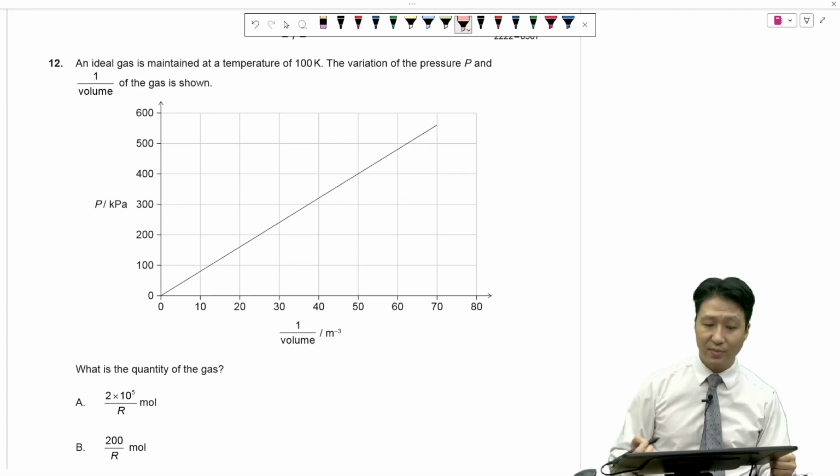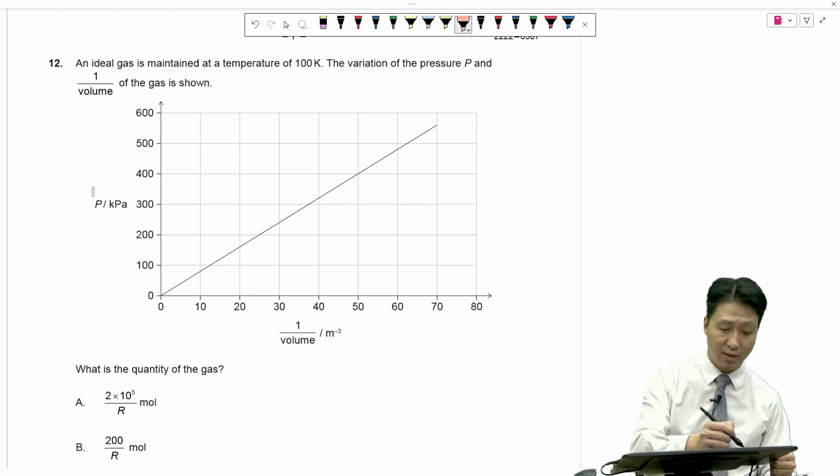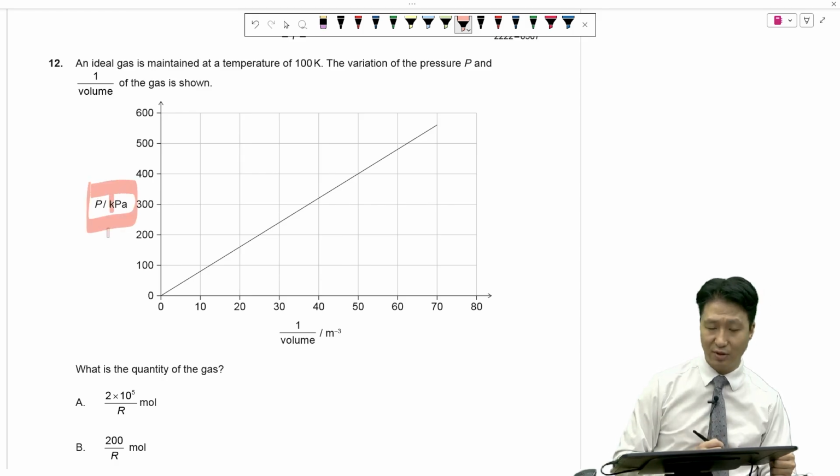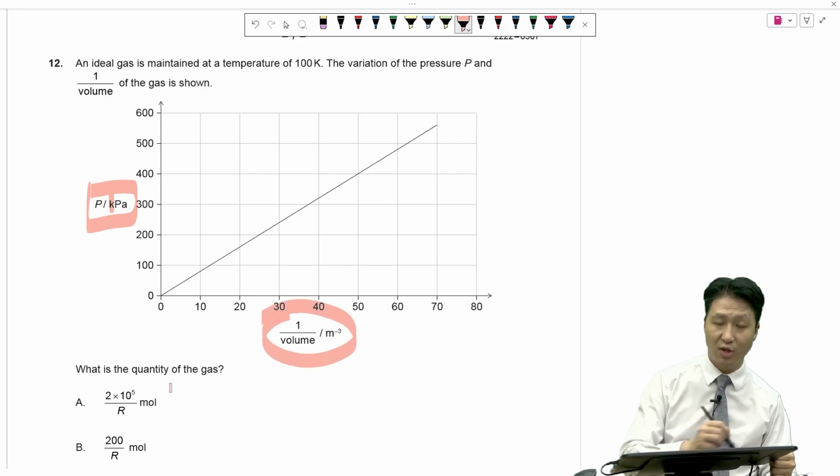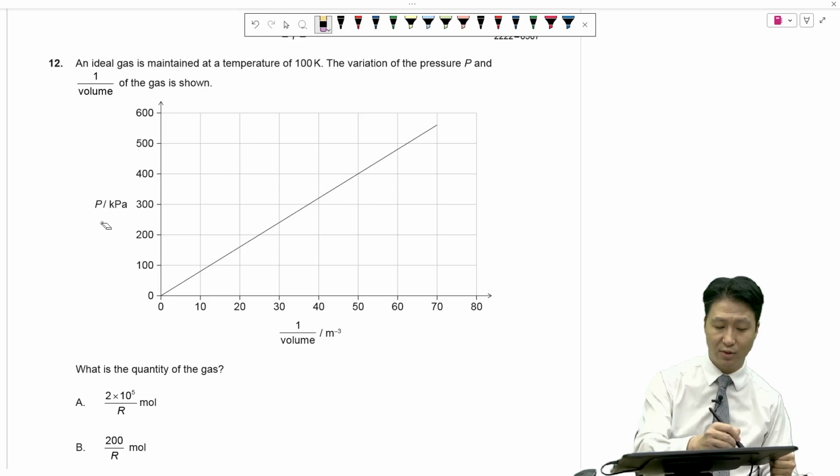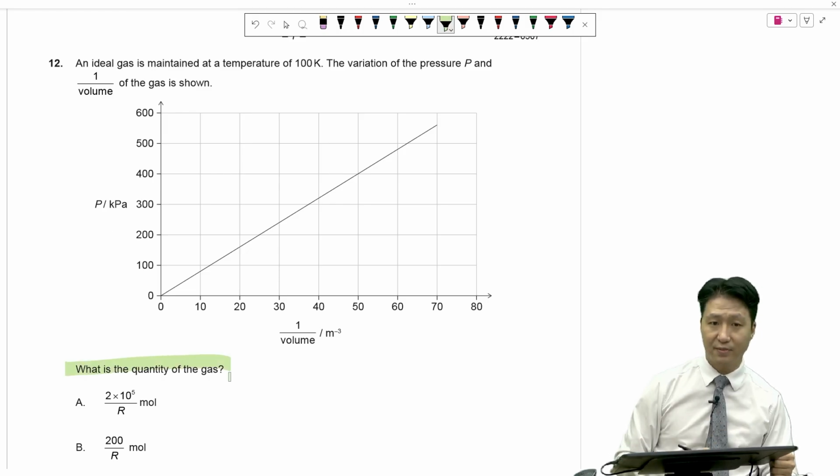For the next question, an ideal gas is maintained at a temperature of 100 Kelvin. The variation of pressure P and 1/4 the volume of the gas is shown. So you have pressure, but be careful with the unit, it is kilopascal, so it's times 10 to the third. In the x-axis, we have 1/4 the volume, which is in per meter cubed. And the question reads, what is the quantity of the gas?